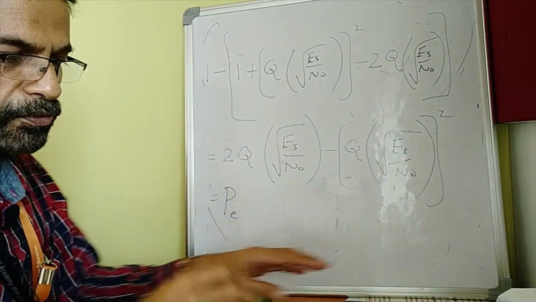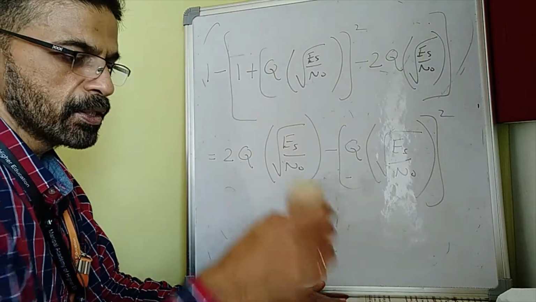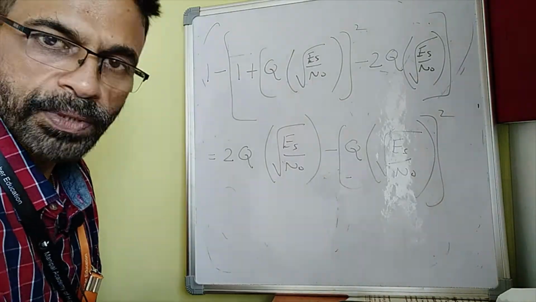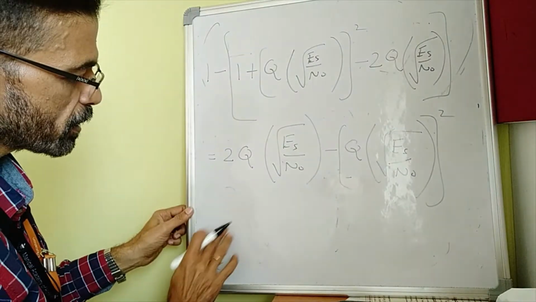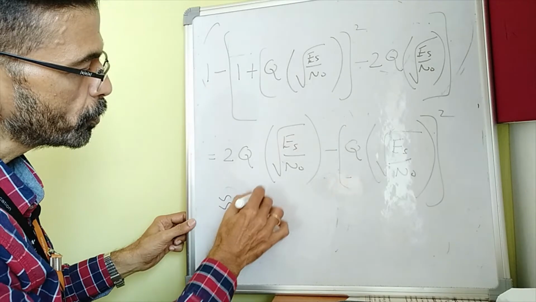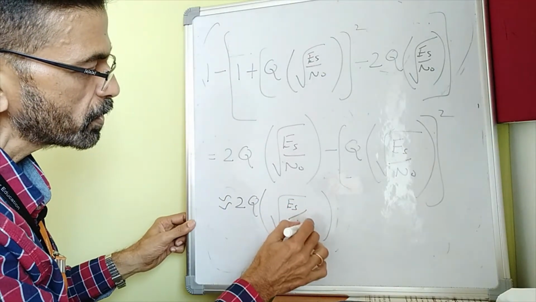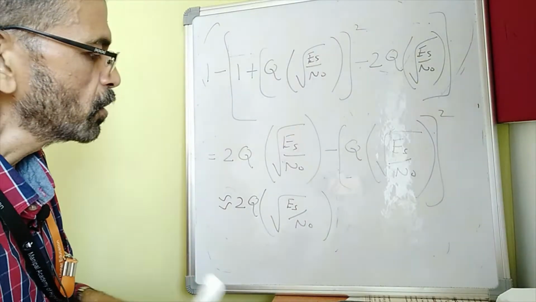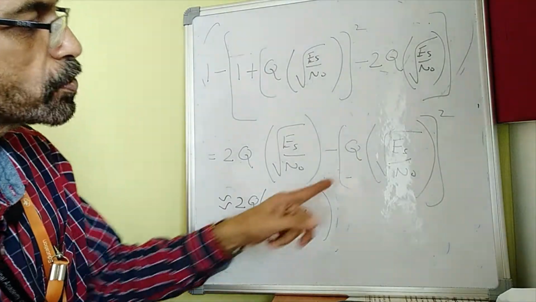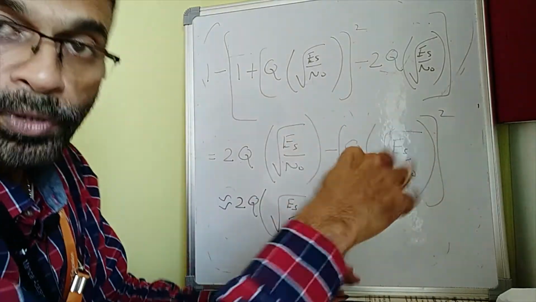This is the probability of symbol error in coherent QPSK receivers, and we can approximate this as equal to 2Q root Es by N naught. We can approximate it as 2Q root Es by N naught, because if you see here, this is Q of something to the power 2.